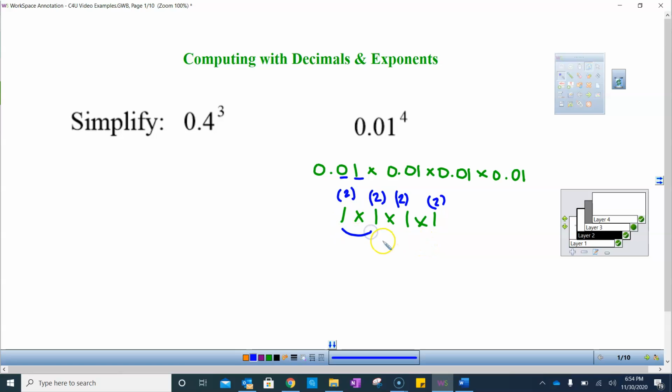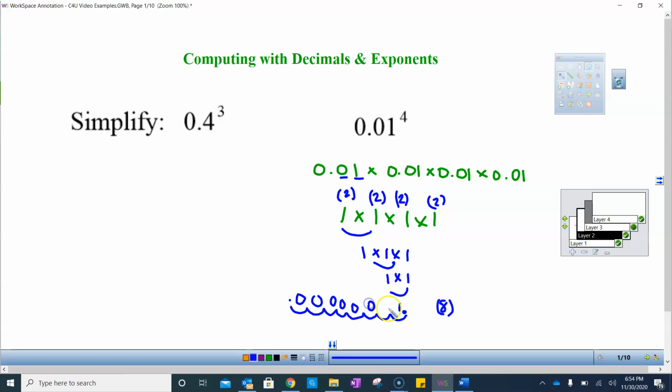1 times 1 is 1. Funneling, 1 times 1 is 1. 1 times 1 is 1. I get 1. But I now need to swoop my decimal. 1, 2, 4, 6, 8 places. Holy Toledo. 8 places. So it starts here and I got to go 1, 2, 3, 4, 5, 6, 7, and 8. Oh my goodness, this is a really tiny number.